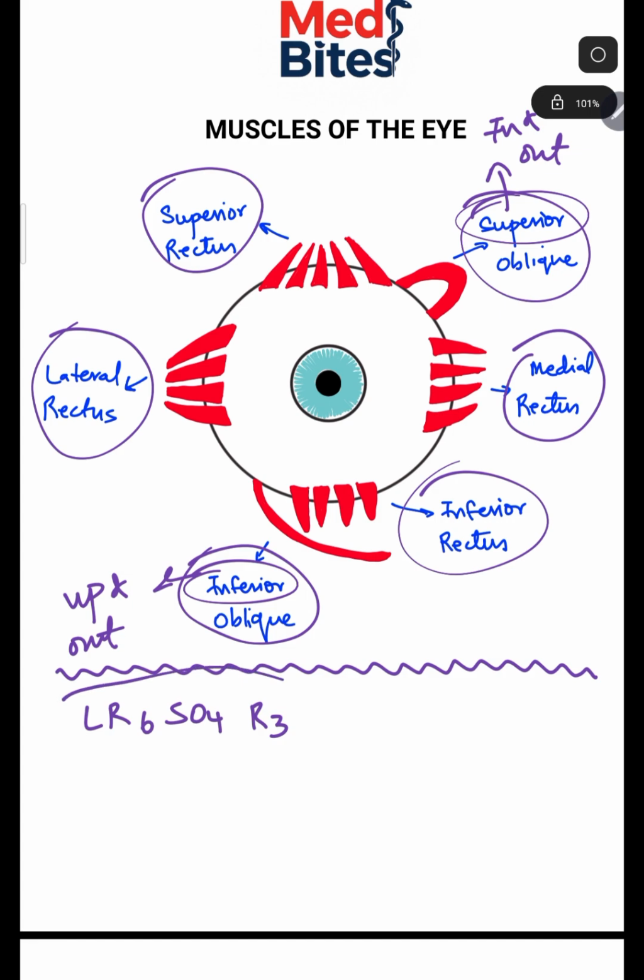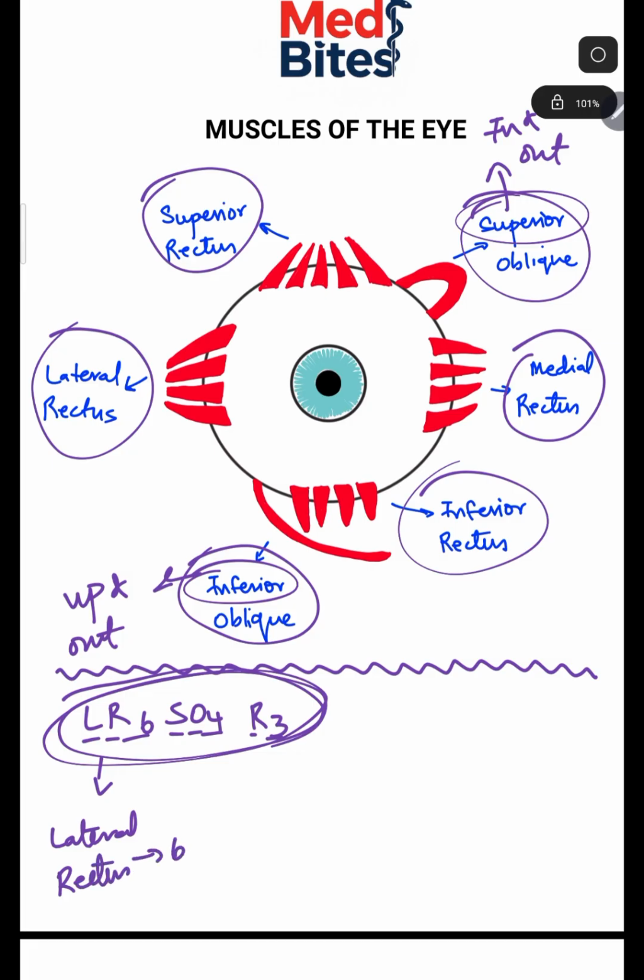what I like to call the chemical formula for the eye. It's LR6 SO4 R3. What does that stand for? LR stands for lateral rectus, controlled by cranial nerve 6. So this is cranial nerve 6. That would be the abducens nerve.